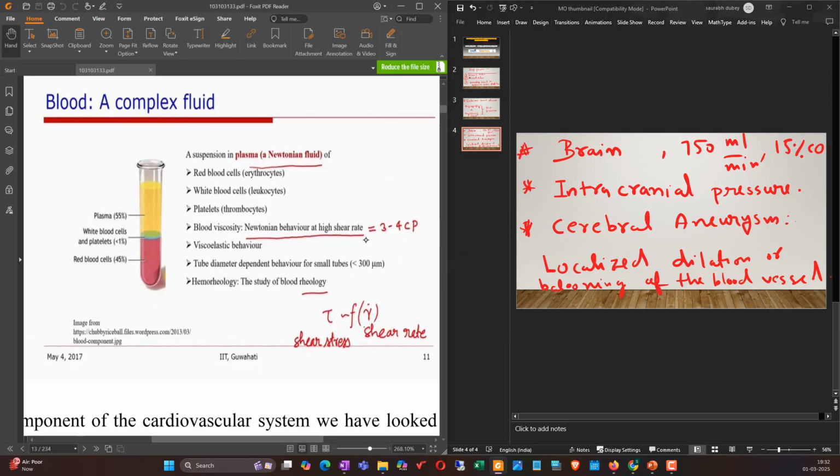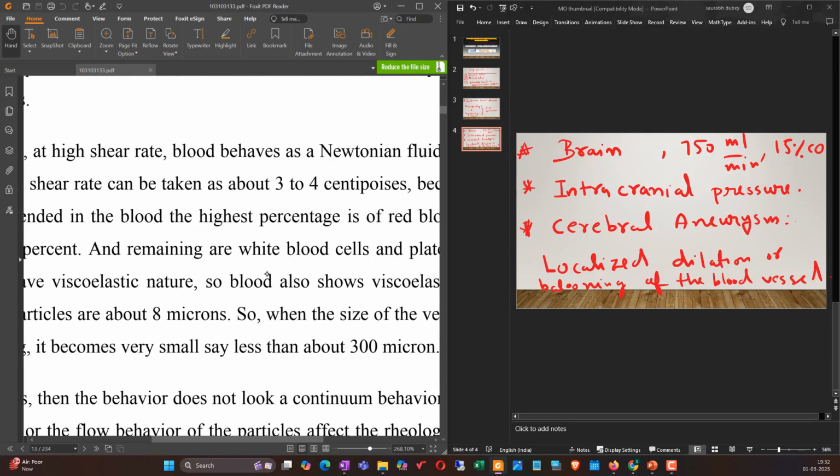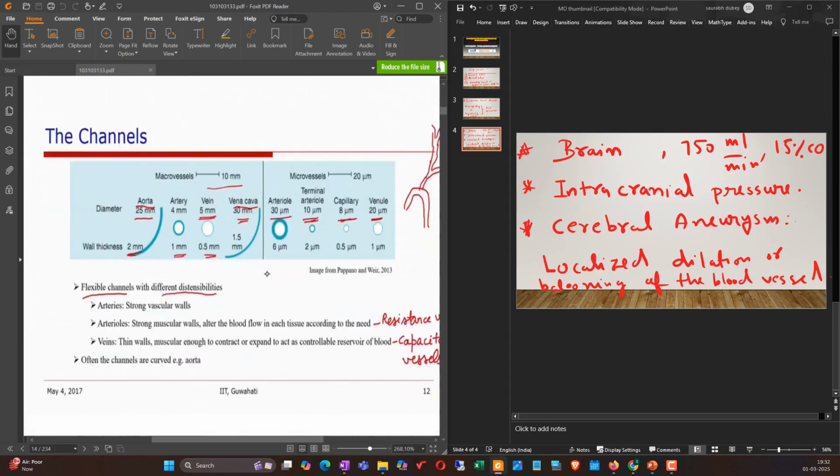And this blood viscosity, the Newtonian behavior versus shear rate, has been discussed, which says 3 to 4 cp is the blood viscosity, and in rheology, how shear stress is related to shear rate for the blood has been discussed. So you see 45% are red blood cells, white blood cells are very few, and the rest is the plasma. And the white blood cells and platelets cover just less than 1%, right?